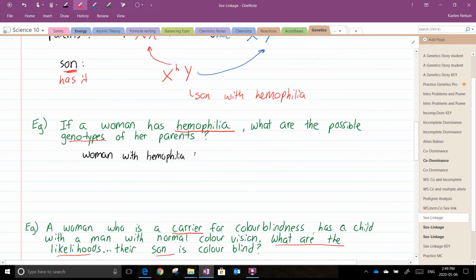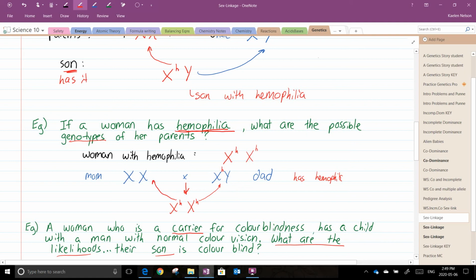The next question asks, if a woman has hemophilia, what are the possible genotypes of the parents? If a woman has hemophilia, she's X little h, X little h. Again, we're going to work backward here. I'm just going to set this up so I have mom, she's got XX, times XY over here. This will be dad. We know the daughter has hemophilia, which means these little h's had to come one from each parent. So the dad will have to be little h, so he has hemophilia.